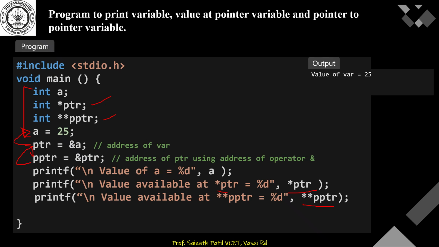So the output will be, it will display 25 for the first printf, then 25 because the value at star ptr again displays 25, then the value at star star pptr is 25.